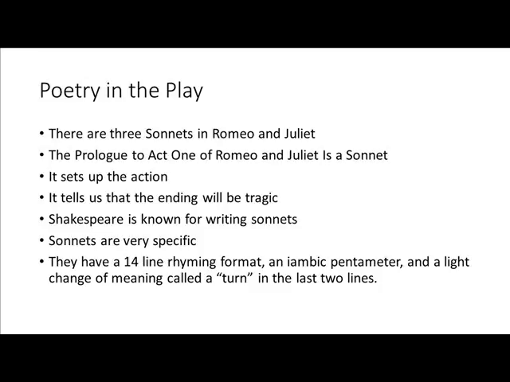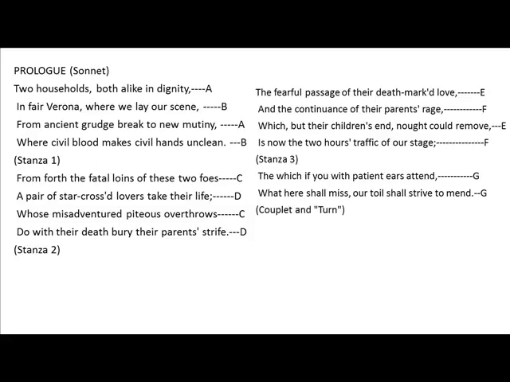Shakespeare is known for writing sonnets, and when you go to college, you will be reading many of Shakespeare's sonnets and analyzing them. Sonnets are very specific in their form. They have a 14-line rhyming format in iambic pentameter and a slight change of meaning called a turn in the very last 2 lines. Read with me the prologue, which is the first sonnet in Romeo and Juliet.